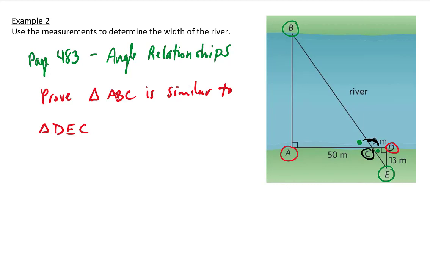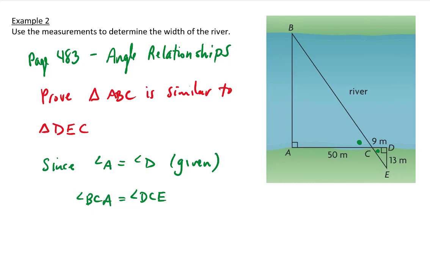So how do you prove that? So we start off by doing this. So we say since angle A equals angle D, right? That's given in the diagram. So I'm going to put a little note there. And we see that angle BCA is also equal to angle DCE.